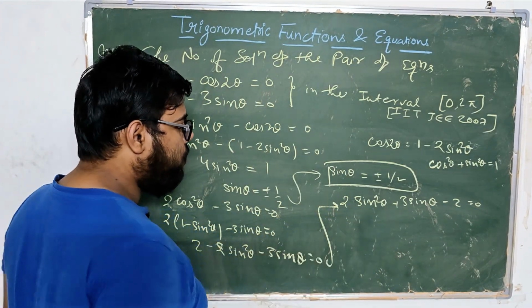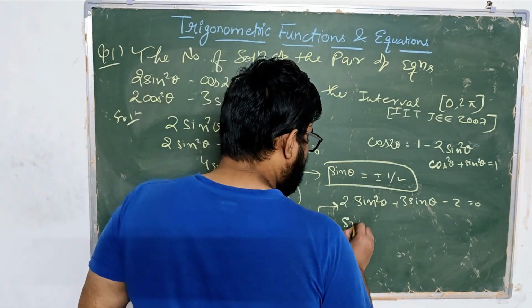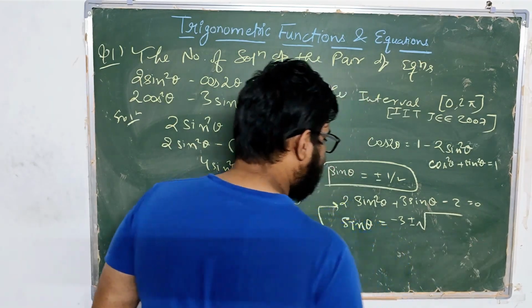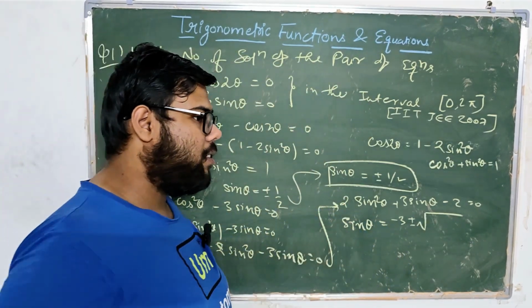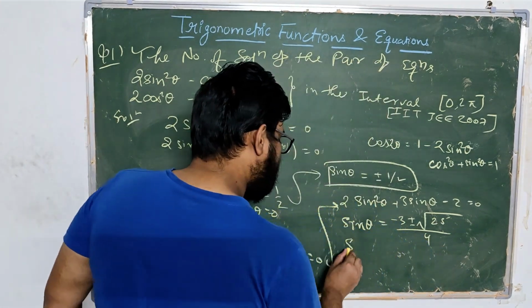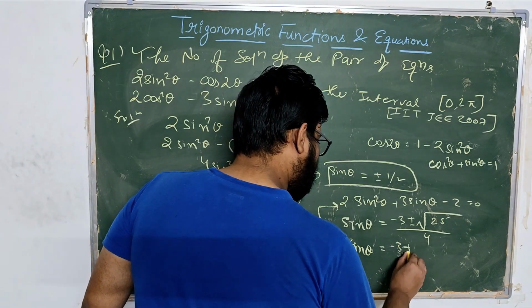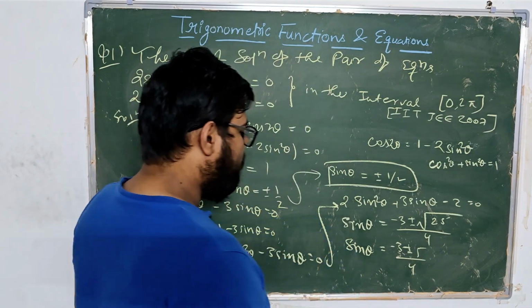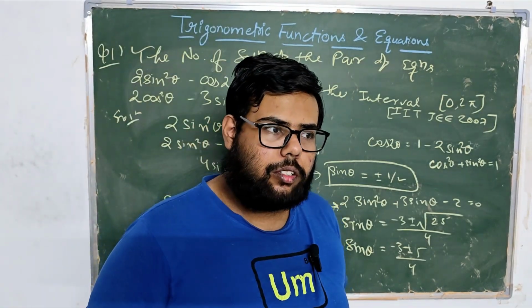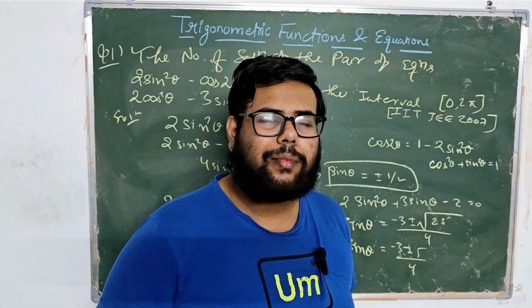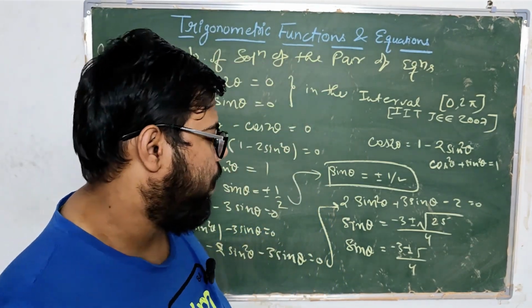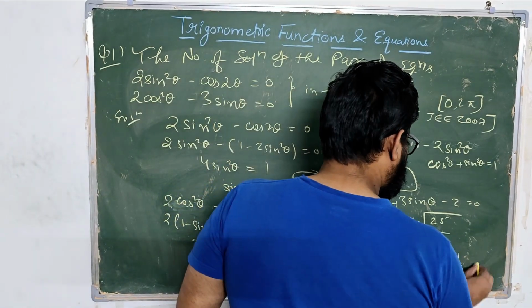So let's evaluate this now. What we will get? So sine theta turns out to be negative 3 plus minus root 9 plus 16, 25 by 4. So sine theta is equal to negative 3 plus minus 5 by 4. So if you take a negative sign, then you will get negative 8 by 4, which is negative 2. So can sine theta be negative 2? Of course no. So if we take the positive value, then we will get sine theta is 1 by 2. So yeah, 1 by 2 is acceptable.